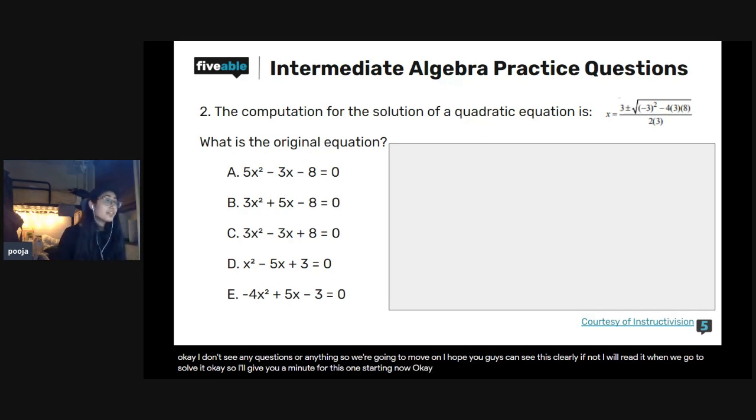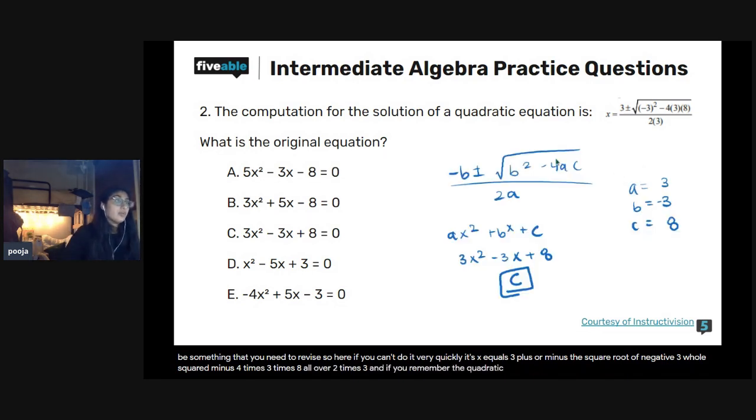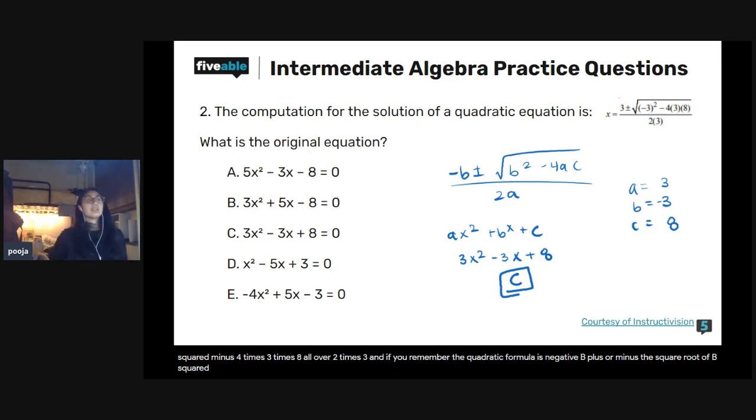Okay. Hopefully you remember what the quadratic formula is. If not, that might be something that you need to revise. So here, if you can't see it very clearly, it's x equals 3 plus or minus the square root of negative 3 whole squared minus 4 times 3 times 8, all over 2 times 3. And if you remember, the quadratic formula is negative b plus or minus the square root of b squared minus 4ac, over 2a. So if we're looking for the original equation, which will be in the format ax squared plus bx plus c, the fastest way to do that is to just look at the plugged-in version and separate out the variables from there.